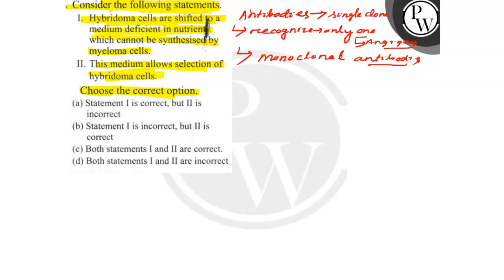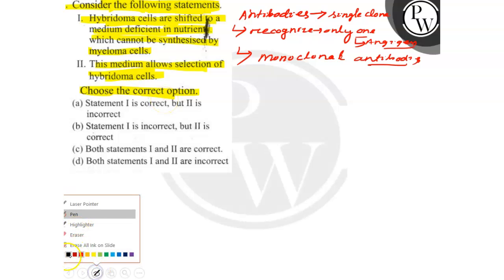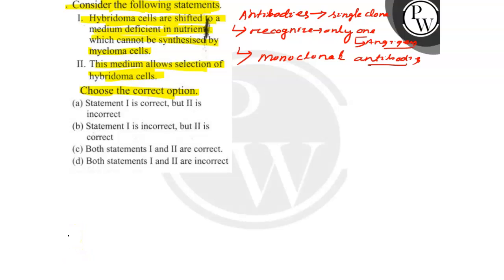And the major steps for the production of monoclonal antibodies with hybridoma culture are mentioned below. First of all, a mouse, rat or some other animal is injected with a specific antigen, the specific antigen against which the antibody is required. Then that animal starts developing the antibodies.